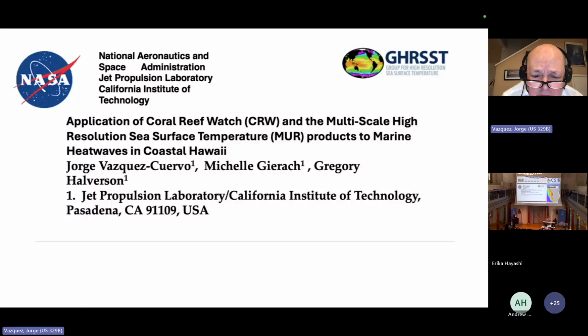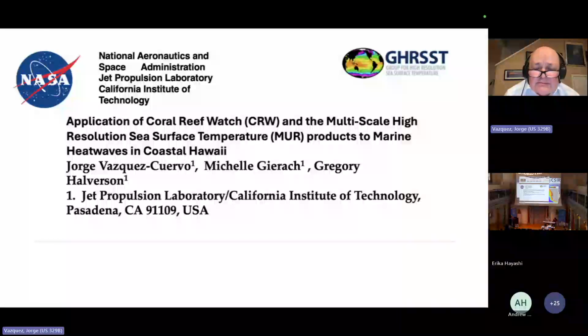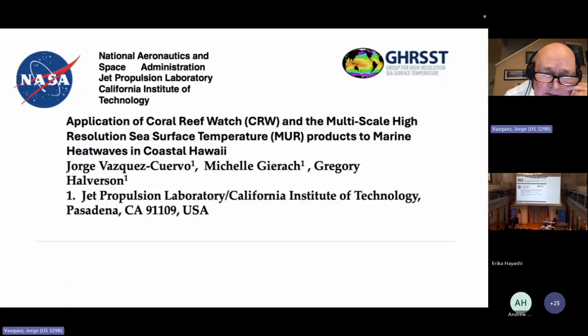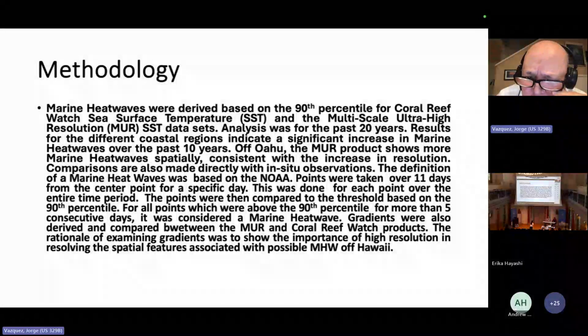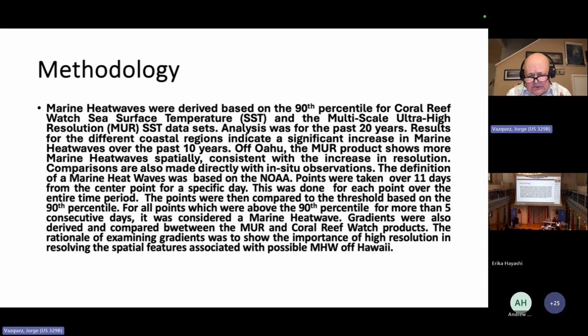Just because certain products are useful for applications and research in one region does not necessarily mean they'll perform the same in some other region. And I think that also is probably true for issues of upwelling. But I think there are some very optimistic results from this comparison work for the coastal marine heat waves off of Hawaii. So the methodology: the marine heat waves were derived based on the 90th percentile, using the Coral Reef Watch sea surface temperature and the MUR SST data sets. The analysis was for the past approximately 20 years.